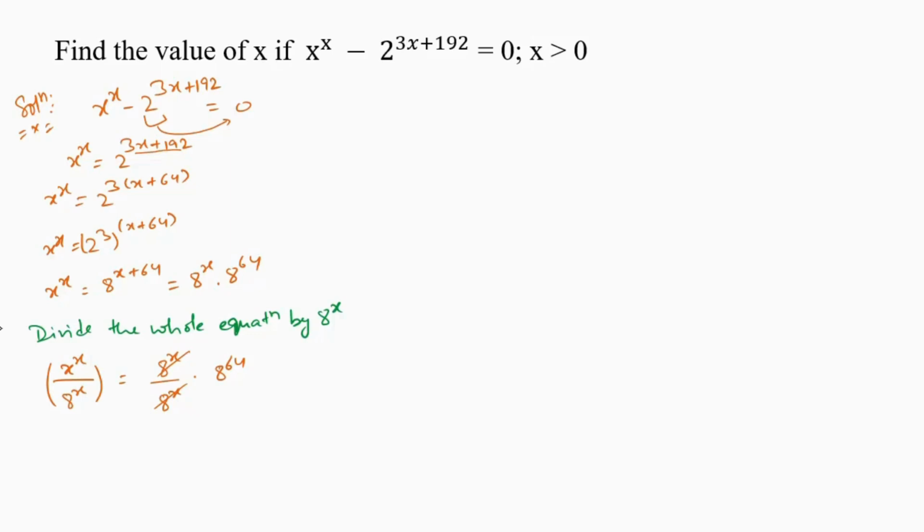They will get cancelled out and we get 8 over x whole raised to power x equals to 8 raised to power 64. The right hand side can be written as 64 over 8 whole raised to power 64, and on comparing the left hand side with the right hand side we get x equals to 64.